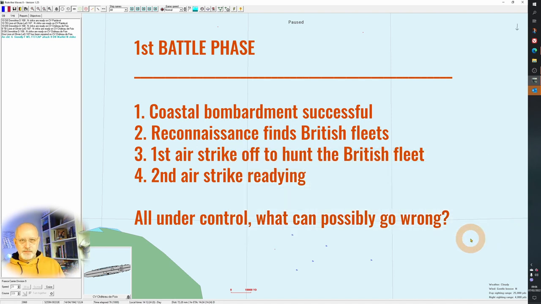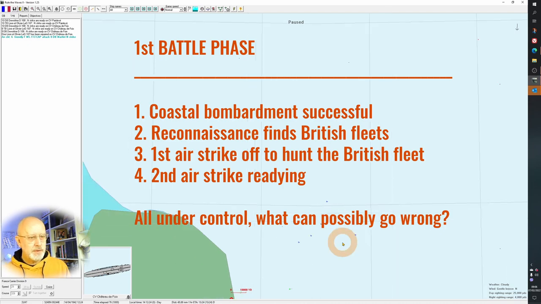So first wave of strikes launching, second wave of strikes being set.